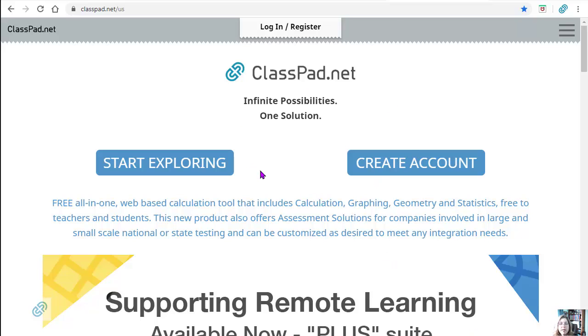So I'm using ClassPad.net for this, and this is the landing page. Free math software, does pretty much anything you could want to do with math. You can just start exploring. You don't have to have an account, and so you could use the activity that I've shared below in the link just as is, not creating an account, but if you wanted to save what you did or maybe modify, add some questions, you do need to create an account. I highly recommend creating an account because this is such a great tool and it's free, so it's easy to do. You just click that button and get started.